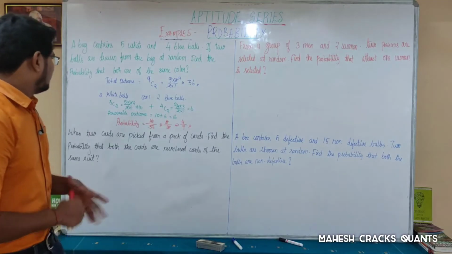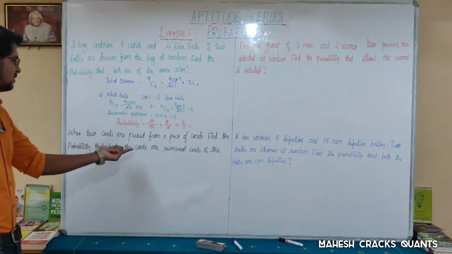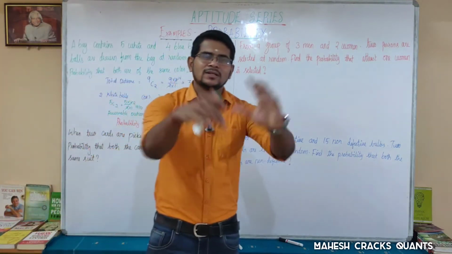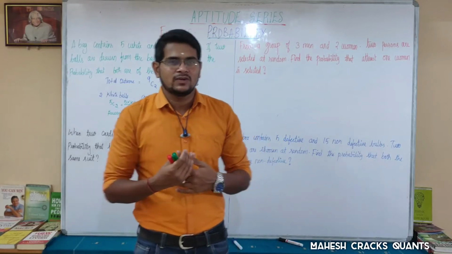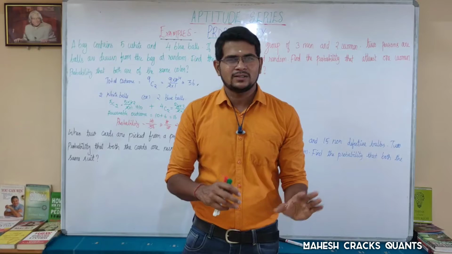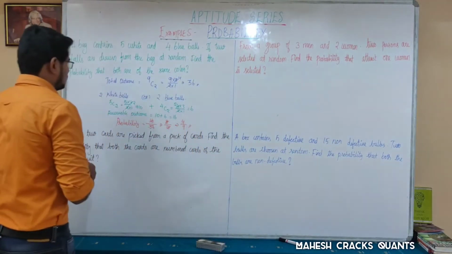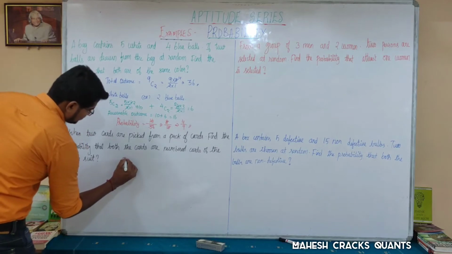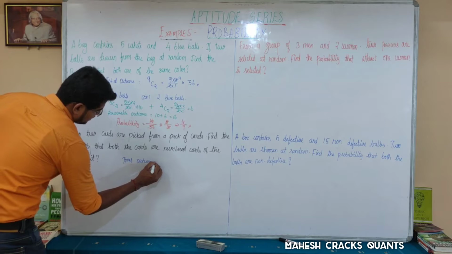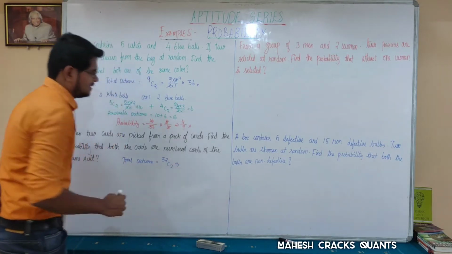Okay, next question. When 2 cards are picked from a pack of cards, find the probability that both the cards are numbered cards of the same suit. So you are taking 2 cards from a pack of cards. How many cards will be there? Totally 52 cards. First thing you have to do is find the total outcome. So total outcome is 52 cards, I am taking 2 cards, 52C2.